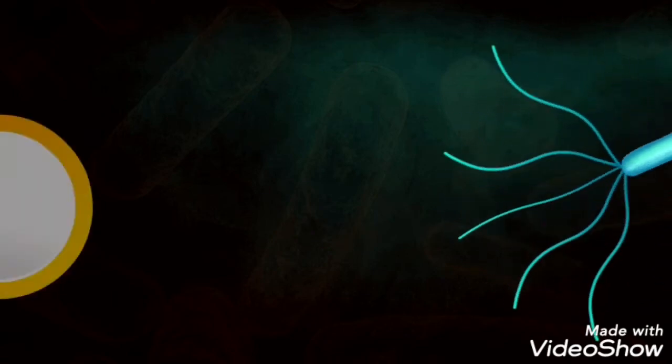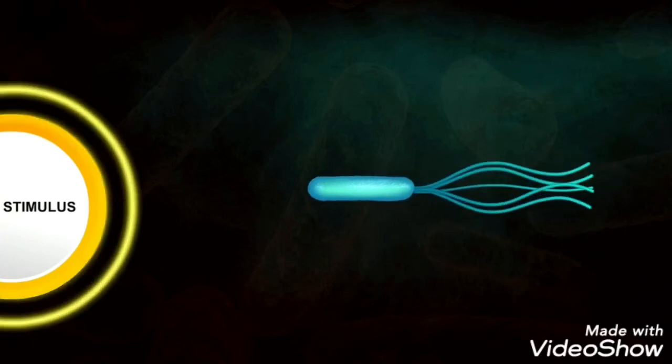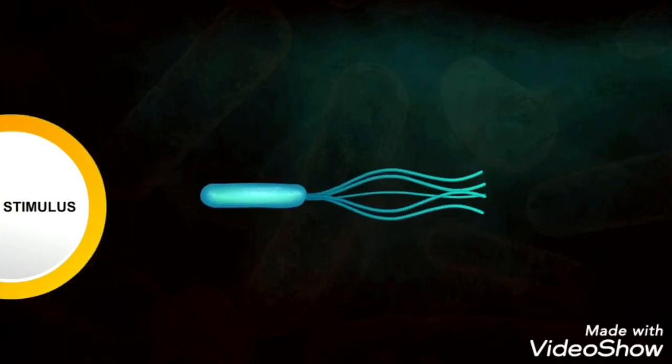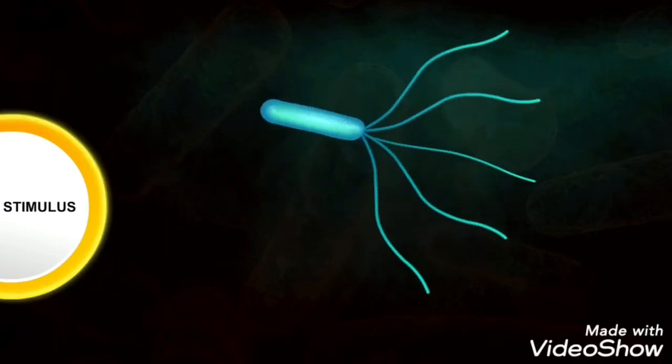In the case of positive taxis, or motion toward the stimulus, tumbles become less frequent when the cell moves toward the stimulus and more frequent when the cell moves away from the stimulus.